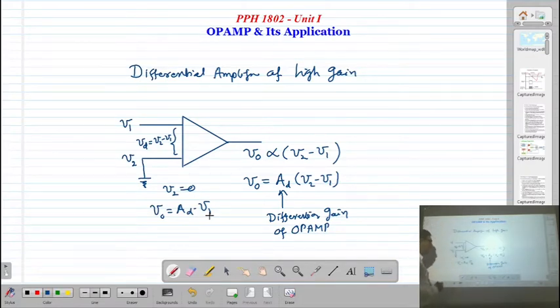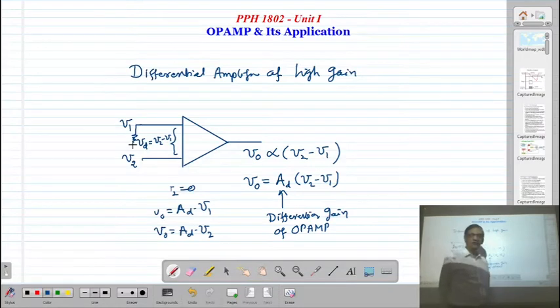Or you can also apply the signal to V1. If V1 is connected to the ground and you apply the signal to the other terminal, then in this case the output voltage will be equal to AD into V2, because V1 is going to be 0. So in this way, by keeping one of the terminals at ground level, you can amplify the signal.